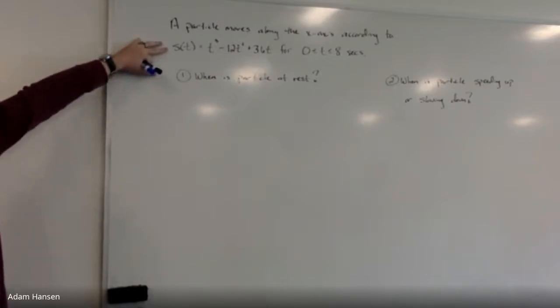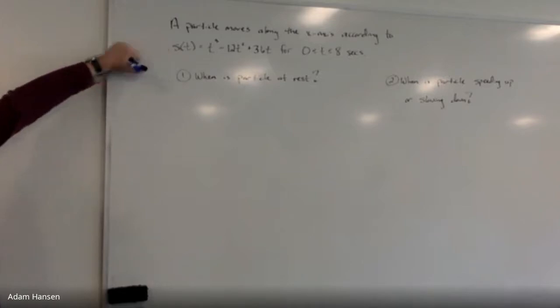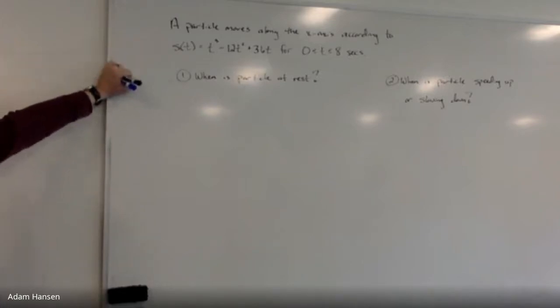The motion of the particle's distance from the origin along the x-axis is given by this function, s of t equals t cubed minus 12t squared plus 36t. What would I know about the particle's velocity if it's at rest? It's neither moving backwards nor forwards. It's 0. So this is really asking me to do what?